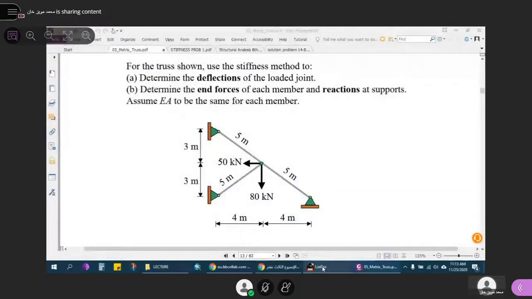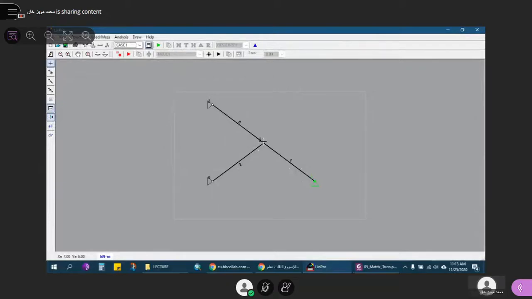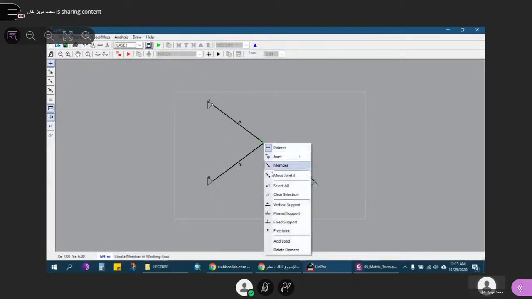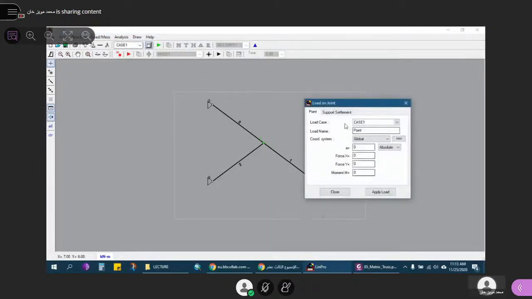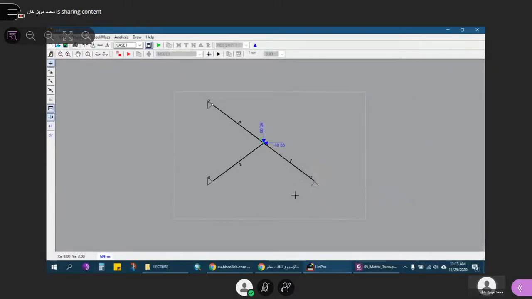So what else is left? Now we need to assign the loads, 50 kilonewton and 80 kilonewton. So directly go to this node, right click, add load. Now I can assign both the loads in one load case itself. I need X direction, how much? Let me see, 50 and 80. So X is minus 50 and Y is minus 80. Apply load. So this is done.